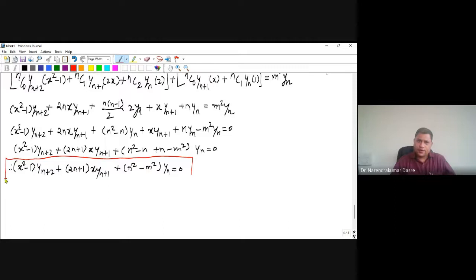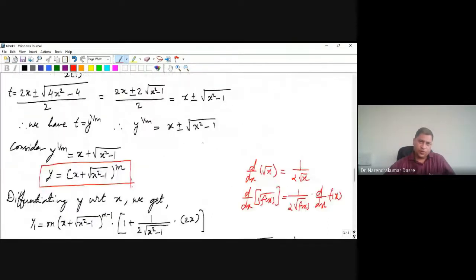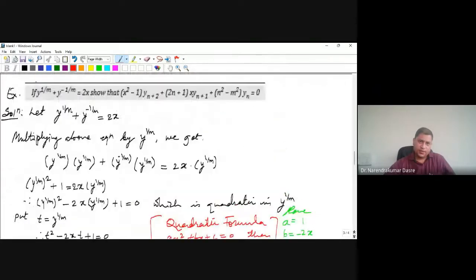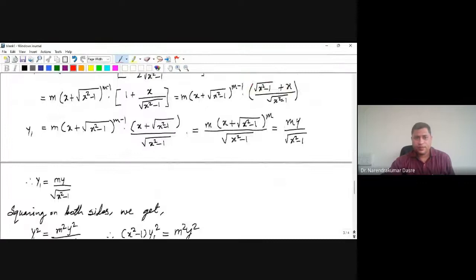And here we got yn plus 2, we got yn, and we got yn plus 1 also. So the claim that we wanted to prove is exactly what we have proved. So you can see that we wanted to prove x square minus 1 yn plus 2 plus 2n plus 1 x yn plus 1 plus n square minus m square yn, that is equal to 0. And exactly we have proved the claim.